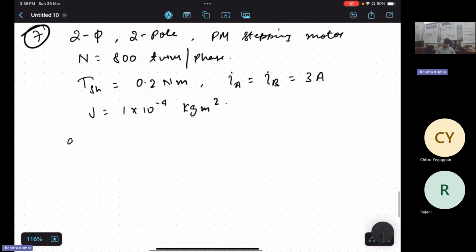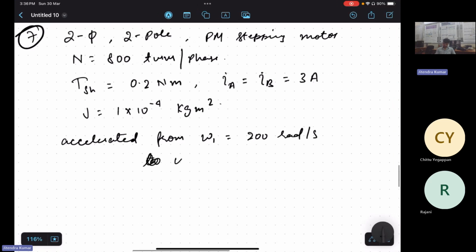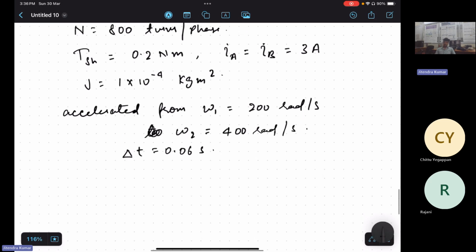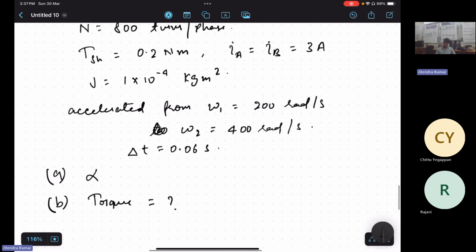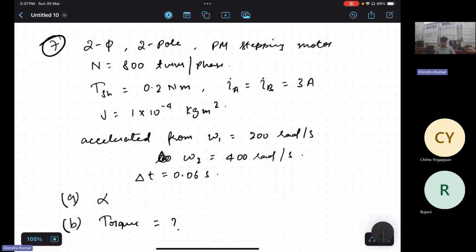Accelerated from omega 1 is equal to 200 radian per second to omega 2 is equal to 400 radian per second, during time given as 0.06 second. Again, the first part is to calculate angular acceleration. Part B is torque. So you'll have to let me know the answer for these two parts.